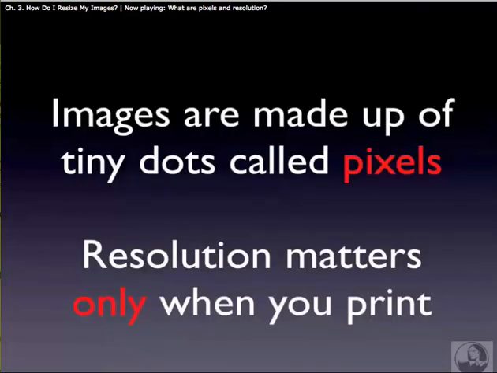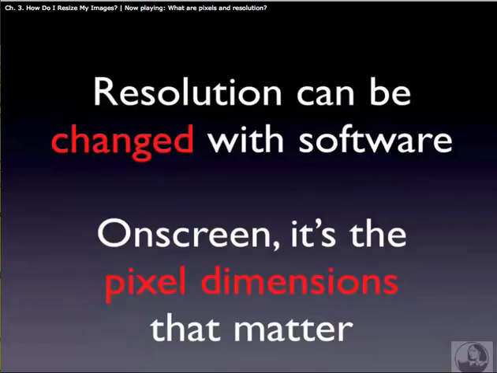Run fast. So to summarize what we've learned in this movie, you need to remember that the images we've looked at are made up of tiny dots called pixels, and that resolution is a measurement used in printing, and that's really the only time it matters, no matter what anybody else tells you. You've also learned that resolution can be changed with software, and it's very important to know how to do that without harming image quality. And you've also learned that if you're never going to print your image, you're only going to send it in an email or post it on a website or use it in a presentation, something that stays on screen only, it's the pixel dimensions that matter most.